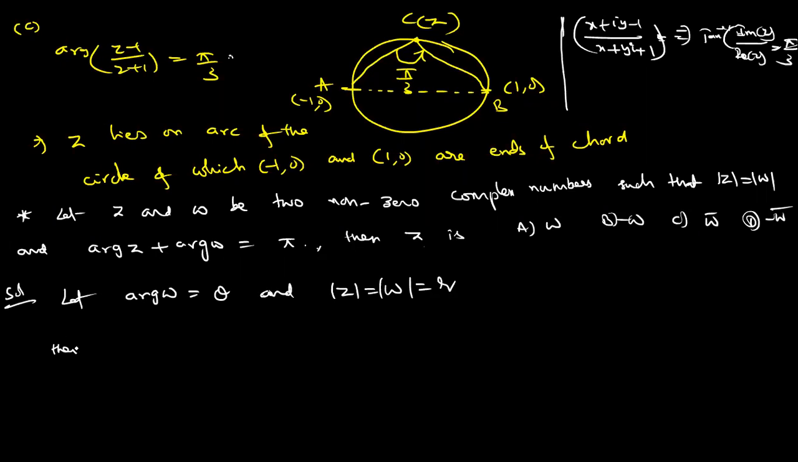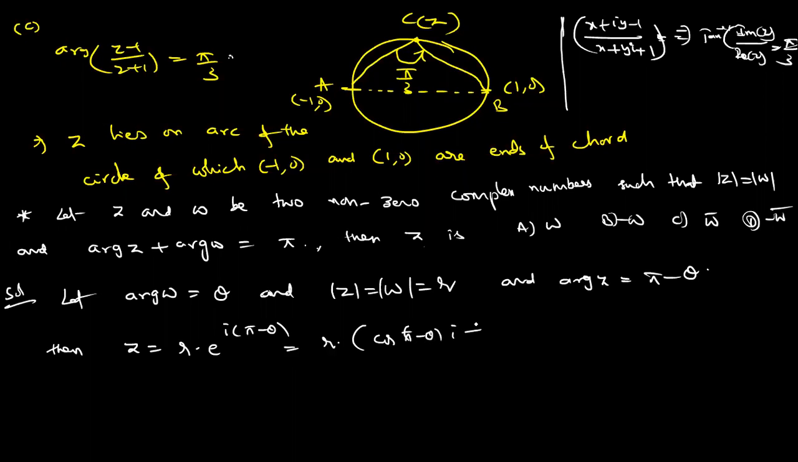Then z is equal to, and argument of z is how much? Anyone? Pi minus theta. See carefully. What is the meaning here? r into e power i into pi minus theta. That is the meaning. That is r into cos of pi minus theta plus i sin of pi minus theta.